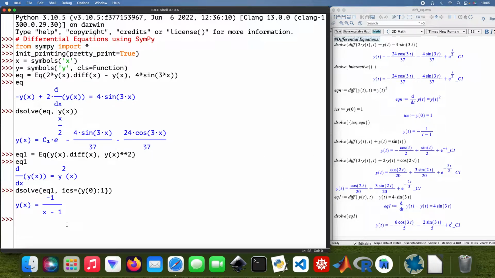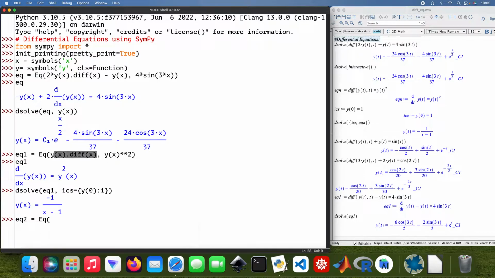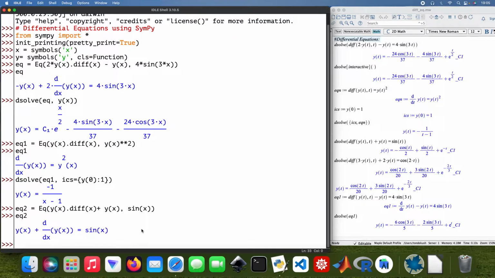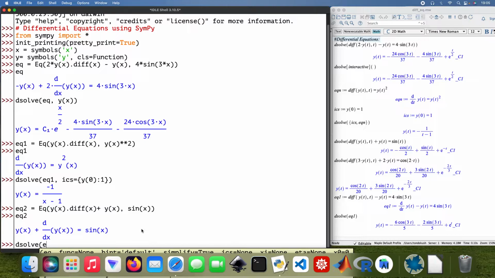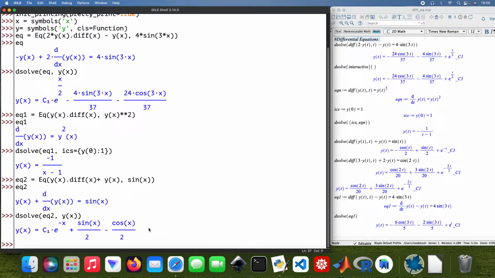Okay, cool. And then the next one, so that'll be equation 2. So that's EQ, right? And that'll be that. Come on, copy, paste that, plus y(x), and that's sine x. So equation 2, okay, and then I need to dsolve that. So dsolve equation 2 with y(x) as my function, sorry, not variable, function. Okay, cool. So there we are, it's the same.